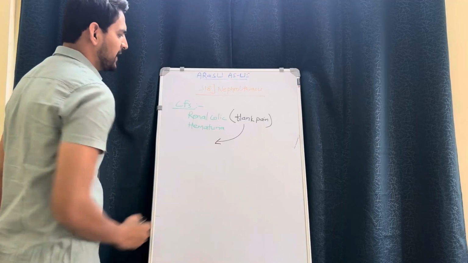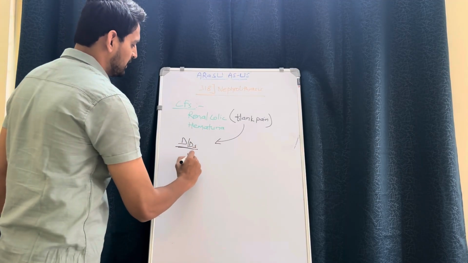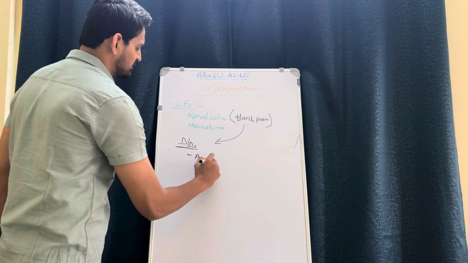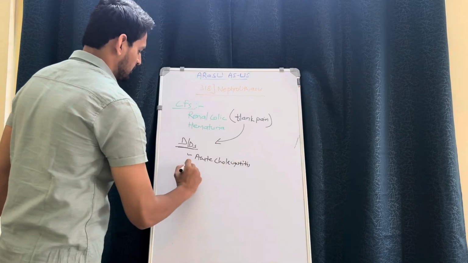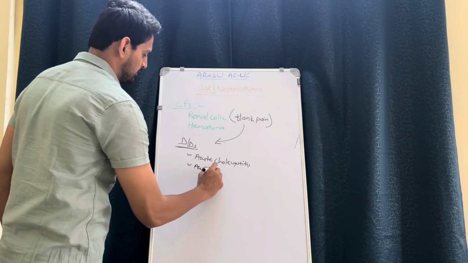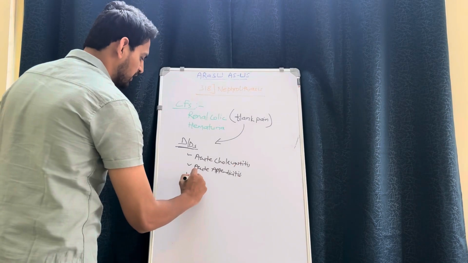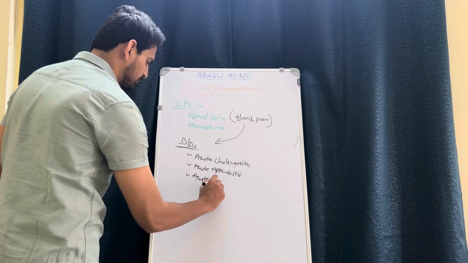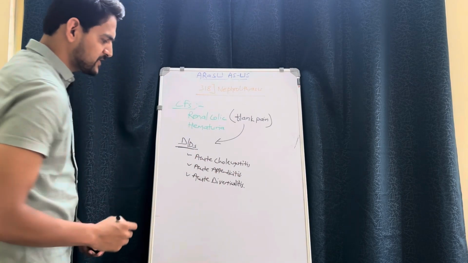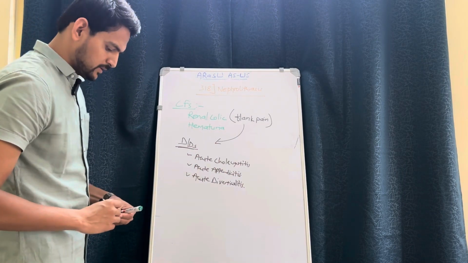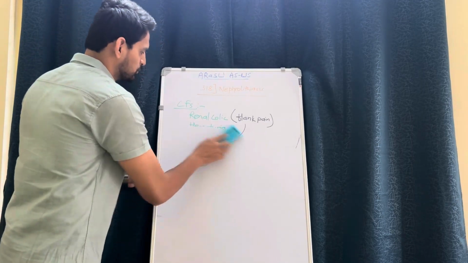So for this flank pain, we have to keep some differentials also in mind. Mainly acute cholecystitis, acute appendicitis, and acute diverticulitis. These are some closest differentials for nephrolithiasis. Then how to go ahead with the investigations, how to evaluate the case.